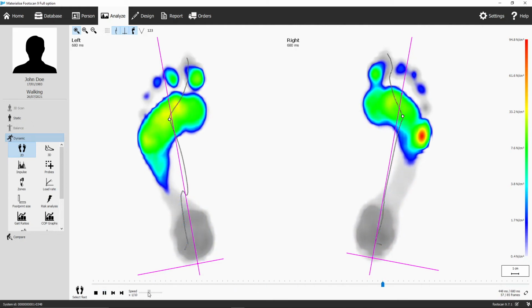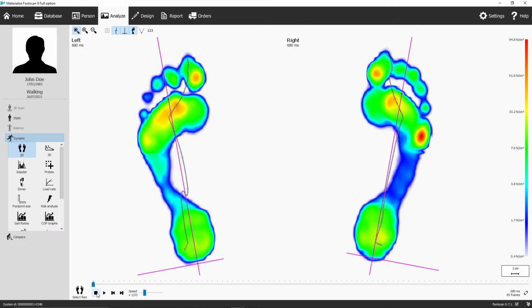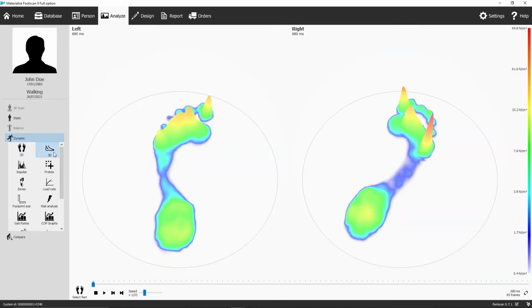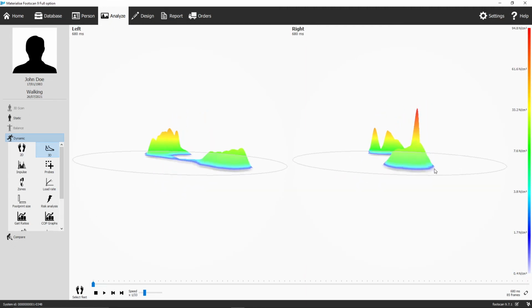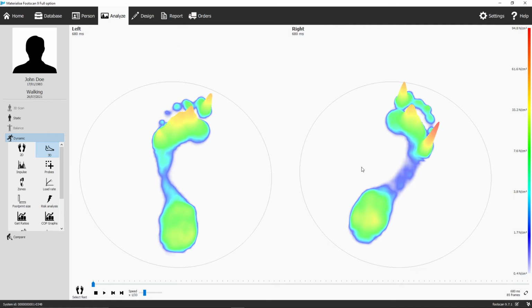The 3D option is like the 2D option, but displayed in a height map. This visually strong option can help patients understand why they experience pain at a particular place on their feet.